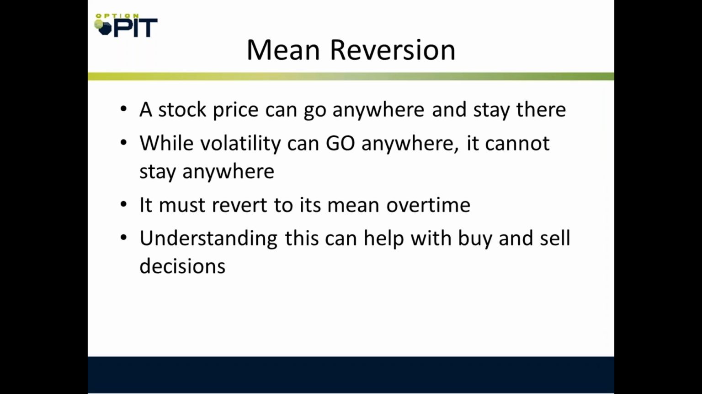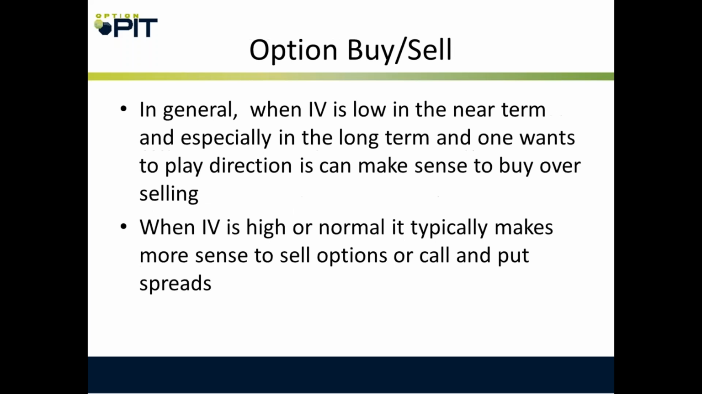So the thing to remember with mean reversion in options is a stock can go anywhere and stay there. And while volatility can go anywhere, it can't stay there. It will revert back to its mean over time. And understanding this can help you with buy and sell decisions when it comes to options. So in general, when implied volatility is low in the near term, and especially in the long term, and one wants to play direction, it can make sense to buy instead of sell. And when IV is high or normal, it typically makes sense to sell options or call and put spreads.